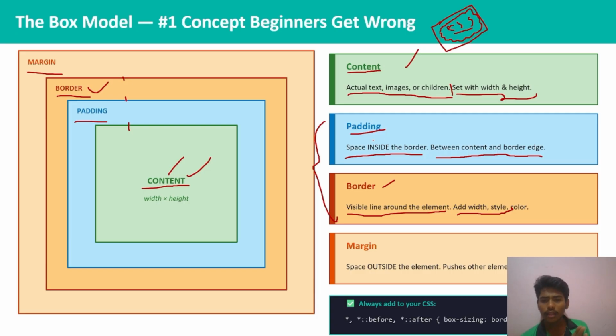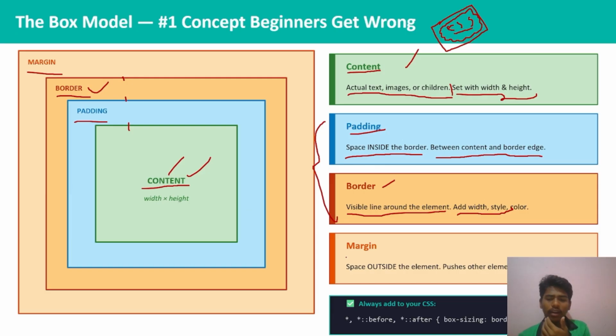Just remember that content means the text or images, whatever you added. Next, the space inside the border means the padding. And the border means the visible line around the element, whatever you typed, inserted, or created. That is the border.